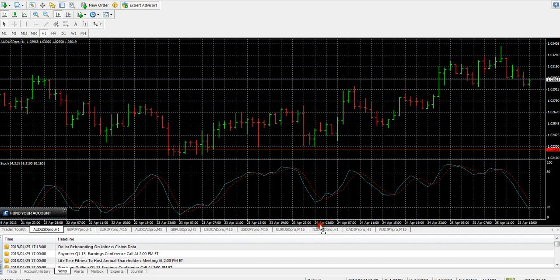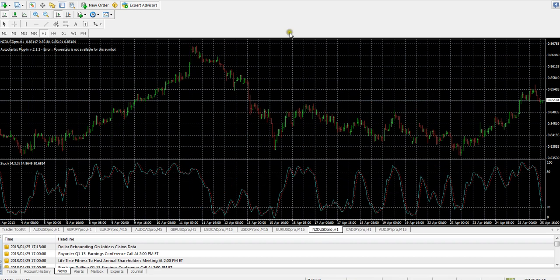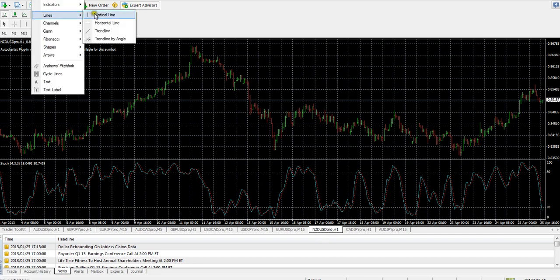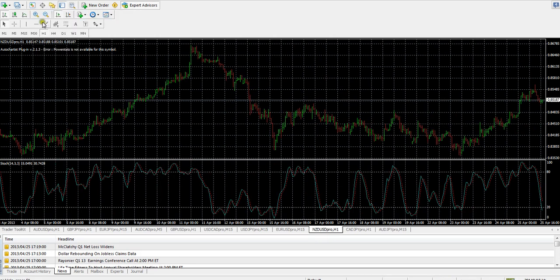New Zealand is looking good lately, so let's draw a trend line on the Kiwi. So, right here are your drawing tools. You also can go up here and go to Insert, Lines, Trend Line, and look, there's your trend line by angle. We won't go into that right now though. Keep the video short or shorter. I don't want to go over time. Anyway, we'll just go to the basics.